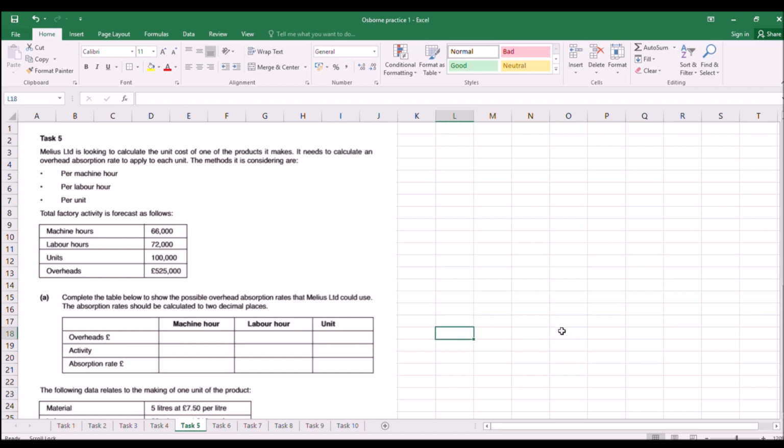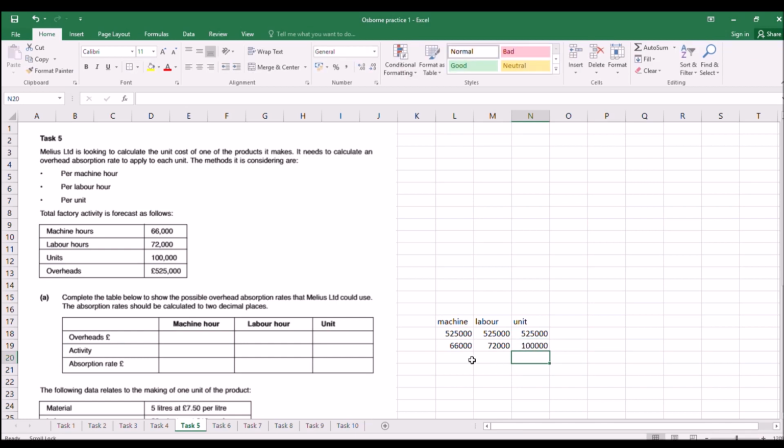Right, so let's go machine, and we're going to go labour, and we will go units. And this is just a question of putting it in. So overheads 525,000 in each of them. And then we just put in the activity. So on the machines we had 66,000 hours, and in labour we had 72,000 hours, and in units we had 100,000 hours.